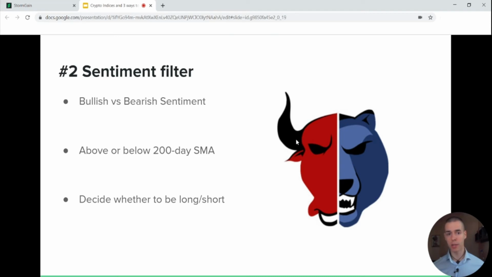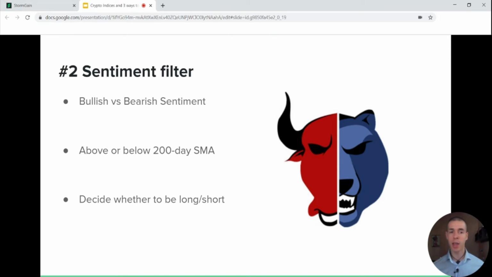Conversely, if you are using a long and short strategy, you can use the sentiment filter to stick to long positions when it's above the moving average and favor short positions when it's under the 200-day moving average.